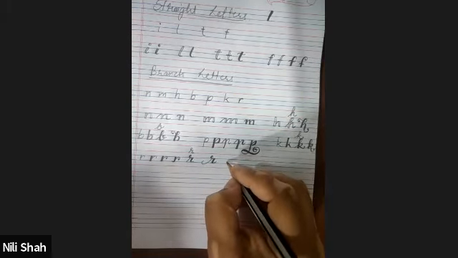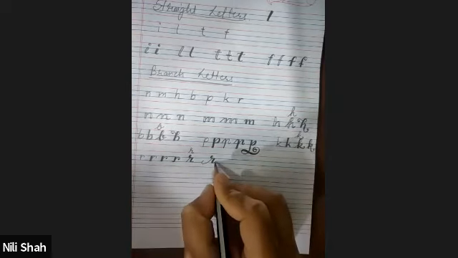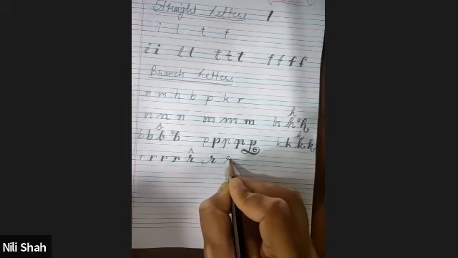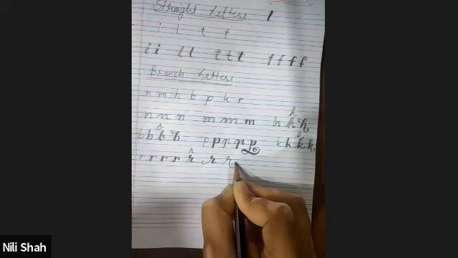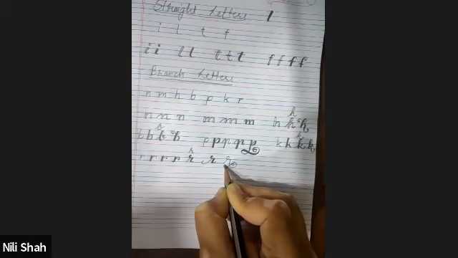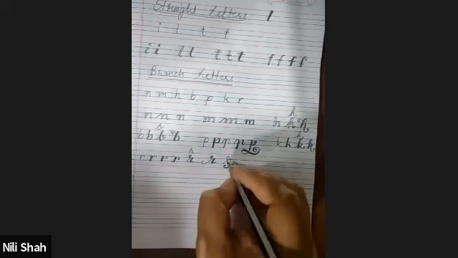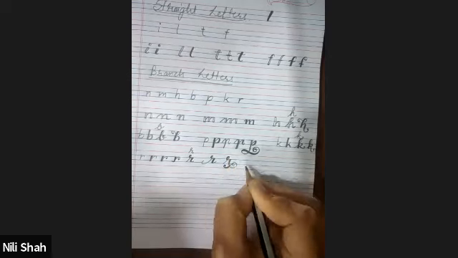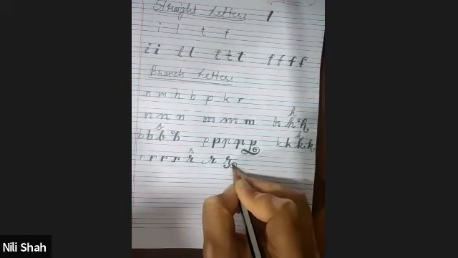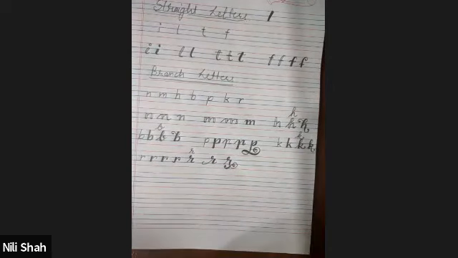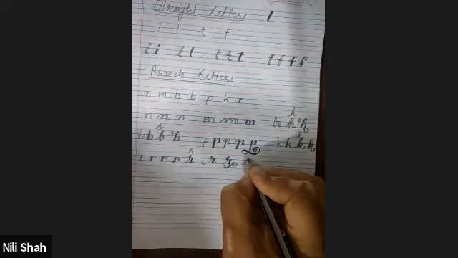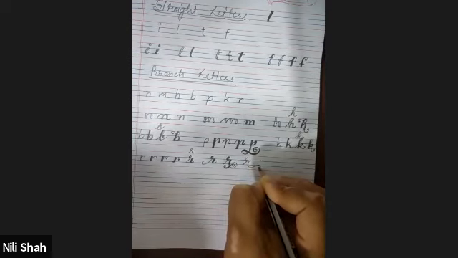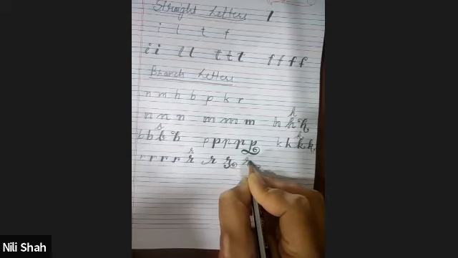Now I am adding flourishes to the end. Will be like this. I'm adding thickness to the downward strokes. Like this. Now, one more. Simple flourish like this. Adding thickness to the downward stroke.